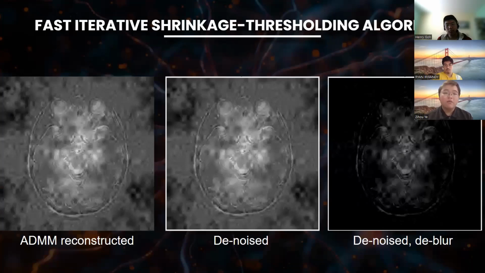And we also want to test whether we can use FISTA upon ADMM, so upon different reconstruction algorithms. So we have the ADMM reconstructed image on the left-hand side. I denoise it. It seems like it's affecting it a little bit, but not that much. And after that, I apply deblur on it. It's doing quite well, but you can still see the huge noise in the center of the image.